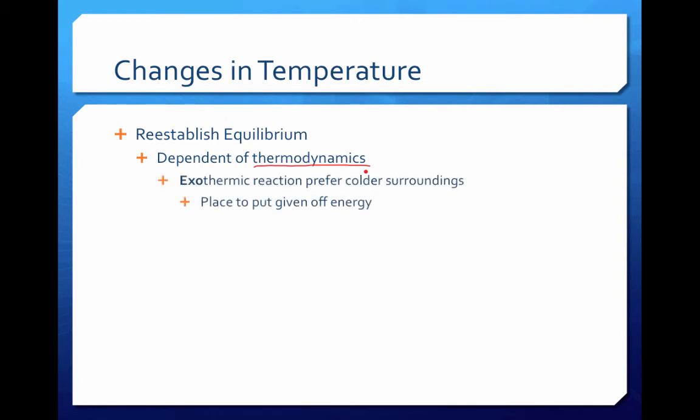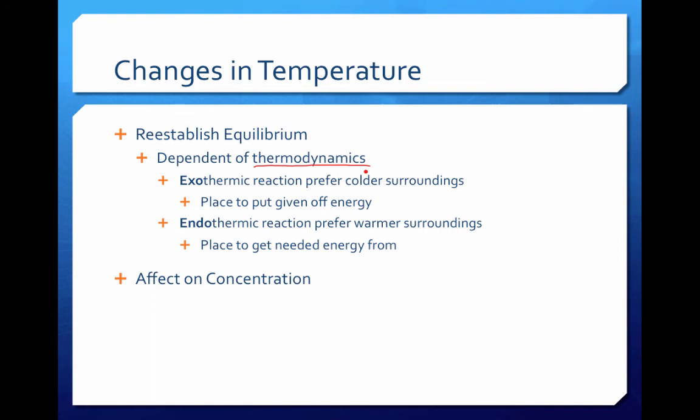An exothermic reaction, one that gives off heat, is going to prefer colder surroundings. That's a place to give that heat off into. Whereas an endothermic reaction is going to prefer warmer surroundings. Remember, endothermic reactions need heat from the outside, and those warm surroundings are going to provide them with the heat that that reaction actually needs.